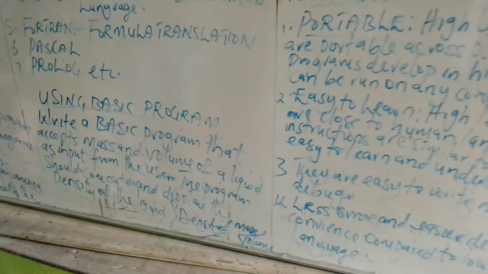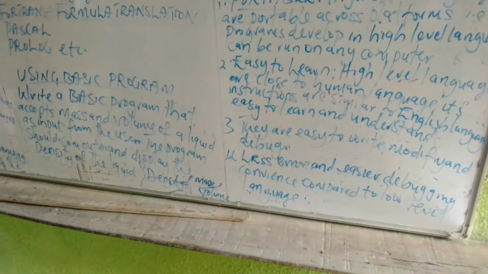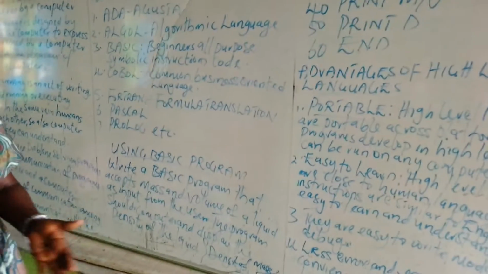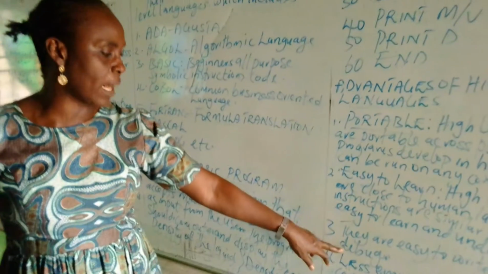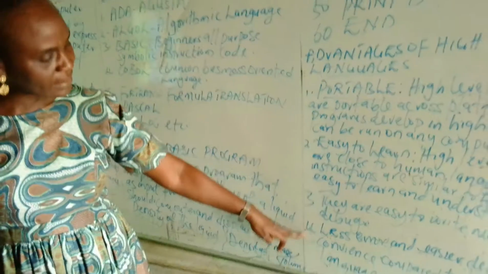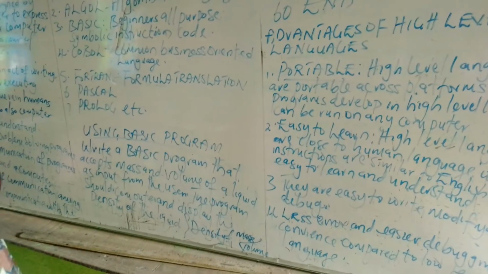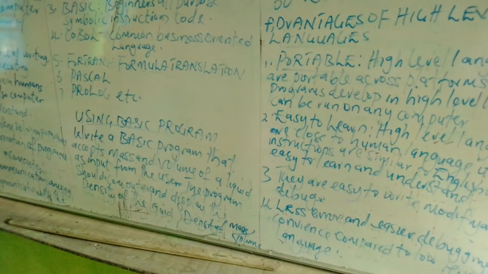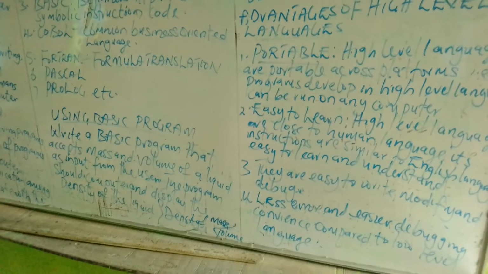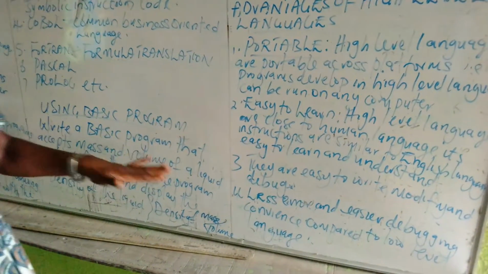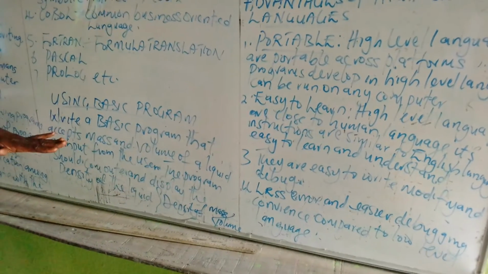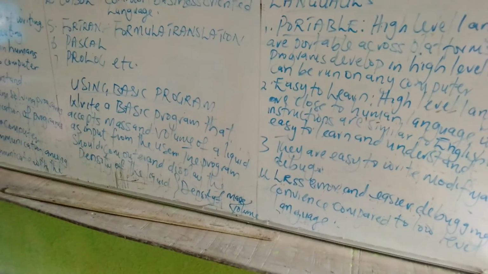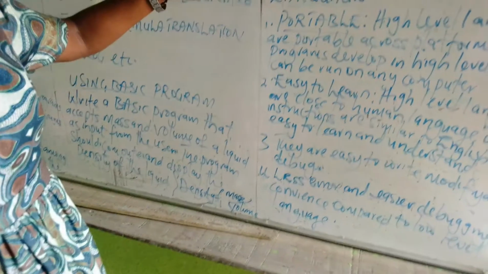The debugging convenience. What do I mean by debugging? After writing your programs and coding, you need to what? Correct errors. Debugging is the method used to correct or to effect changes to correct errors in programming languages. The last thing you have is less error and easy debugging convenience compared to low-level languages. High-level languages have less error due to what? Their simplicity. Okay? So now let's go over to the disadvantages.